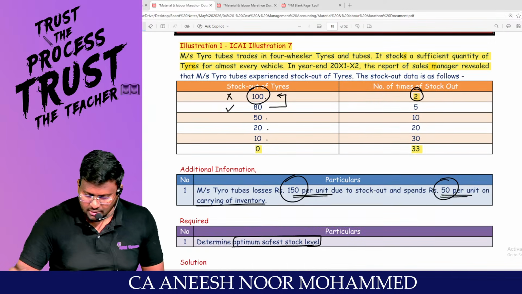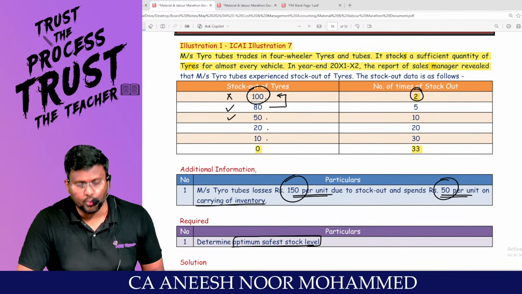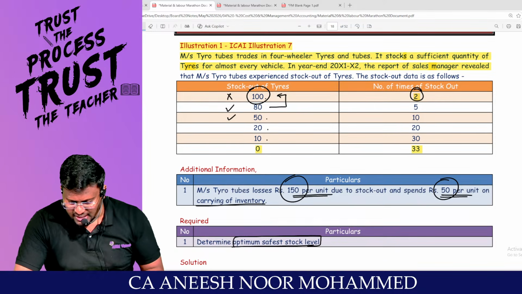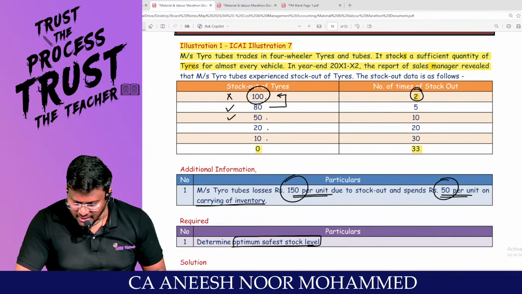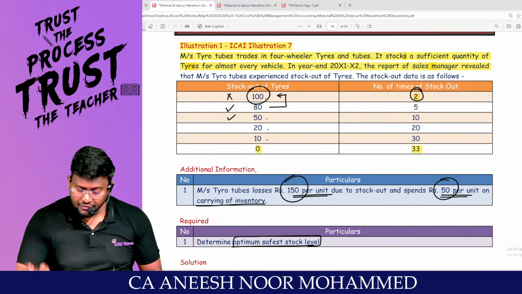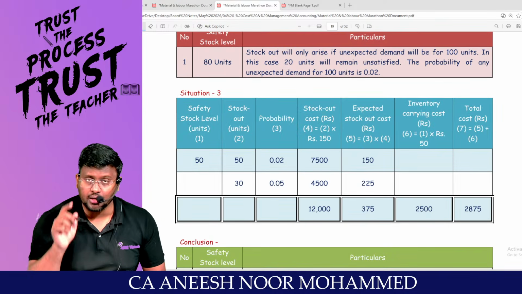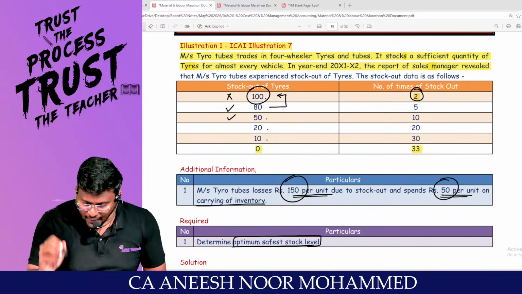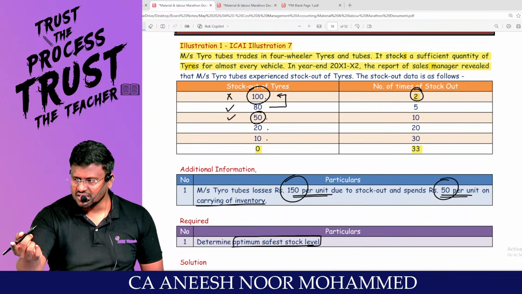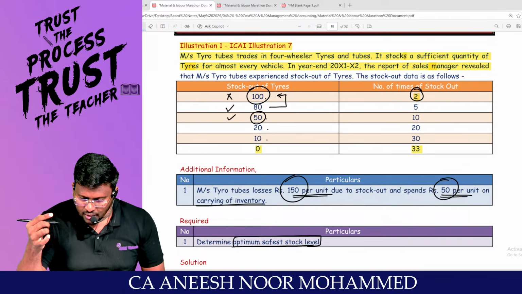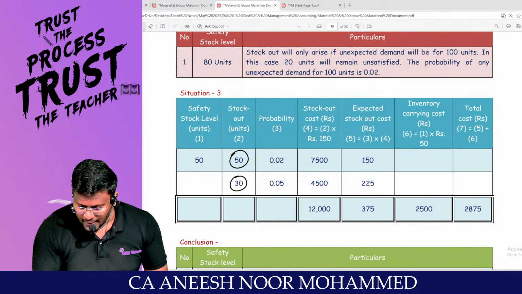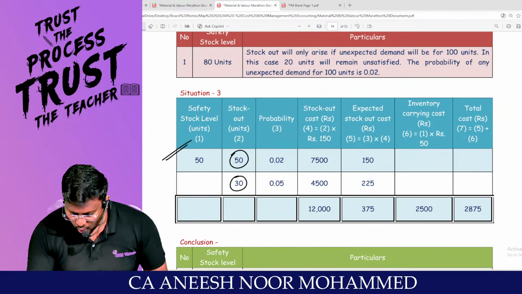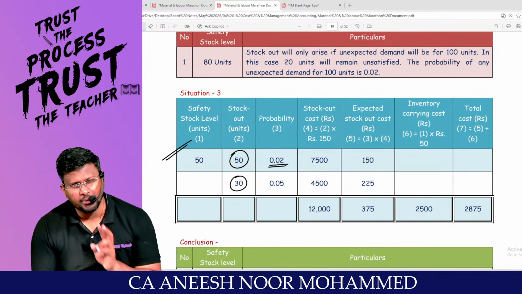Then situation number 3. Situation number 3 is 50 units. If you are carrying only 50 units, and some customer comes and asks for 20 units, you can deliver. If some customer asks for 10 units, you can deliver. But if a customer comes and asks for 100 units, you can give only 50. The balance 50 will be stock out. If another customer comes and asks for 80, you can deliver 50, but an unsatisfied amount of 30 will be there. I believe that you are able to appreciate or understand. So, for scenario number 1 to happen, there is only a 2% chance.